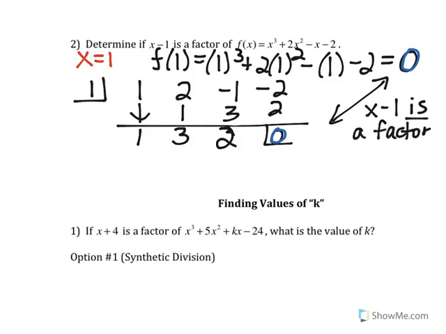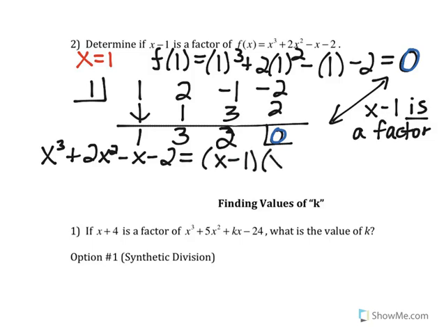And actually, if you wanted to, you can factor this even more. And this is something we're going to go further with later on, but just to kind of show you where this is going and how this is helpful for factoring. This means x minus 1 times x squared plus 3x plus 2, because that's the result you would get from synthetic division, is a factored form.